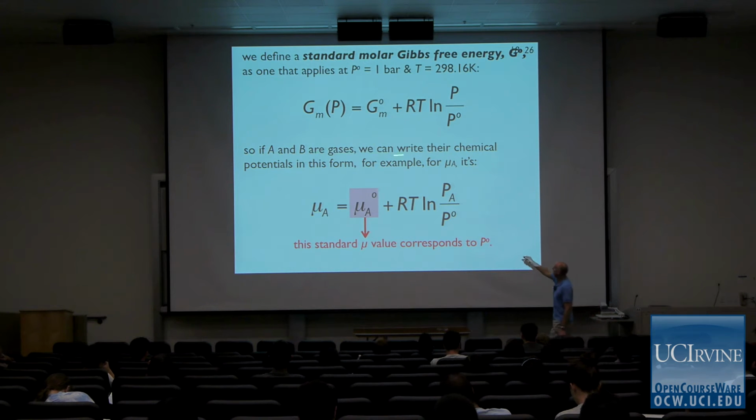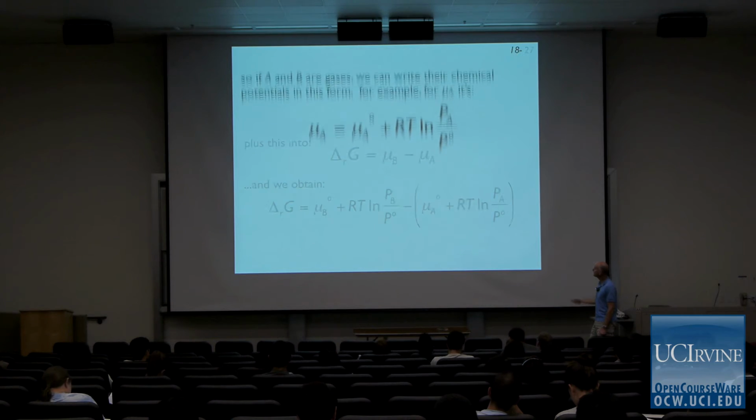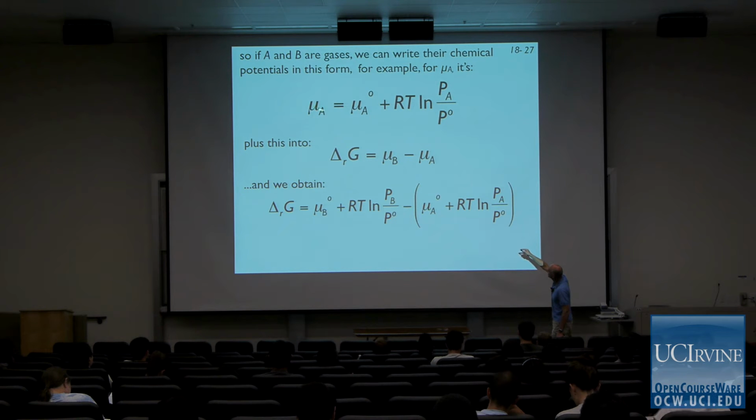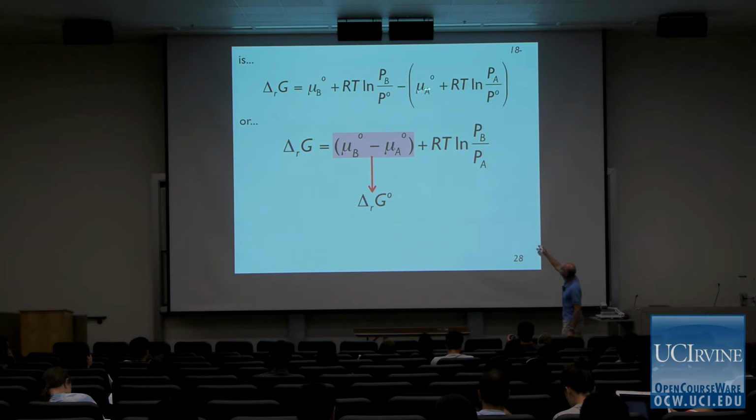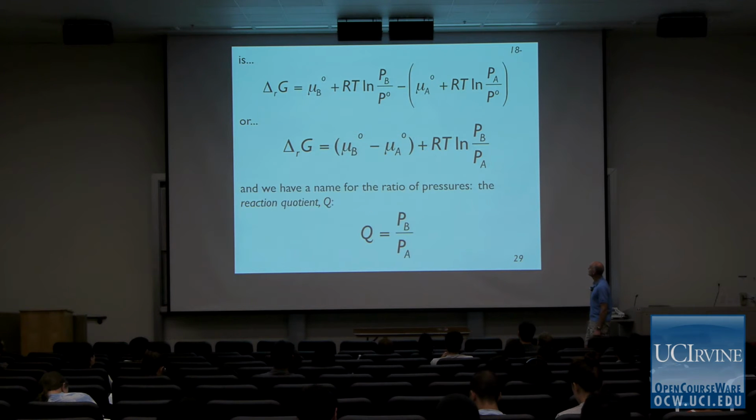Okay, and so if A and B are gases, we can write their chemical potentials in this form, parallel to this form. Now we're just talking about the Gibbs energy of a single component, A. And so if we look at this difference here, I can substitute this expression in for A and then write an analogous expression for B, and I get this guy. Now I'm going to collect these two mu's together and call that the standard reaction Gibbs energy. Okay, and the P zeros cancel, we just end up with PB over PA. This quotient here is in general going to be called the reaction quotient.